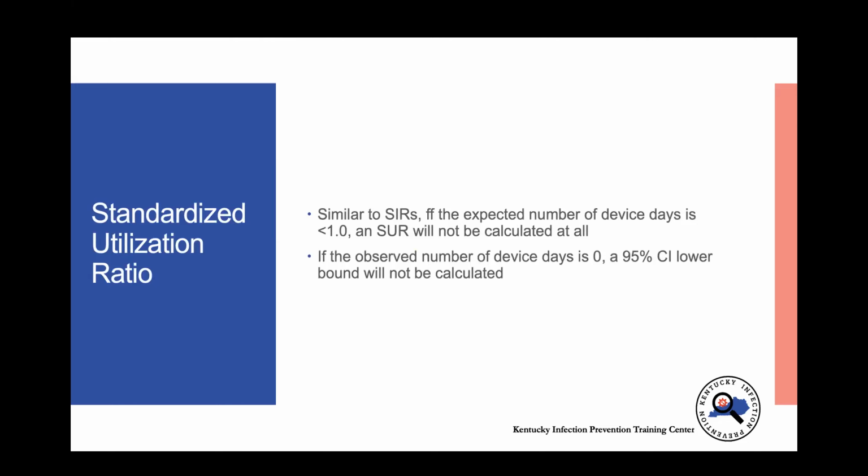Similar to SIRs, if the expected number of device days is less than 1 for whatever reason, an SUR won't be calculated at all. And if the number of device days is 0, similarly, it will also not calculate a lower bound. However, since device days usually are much more frequent than infections in terms of device utilization, these considerations are much less frequently met.